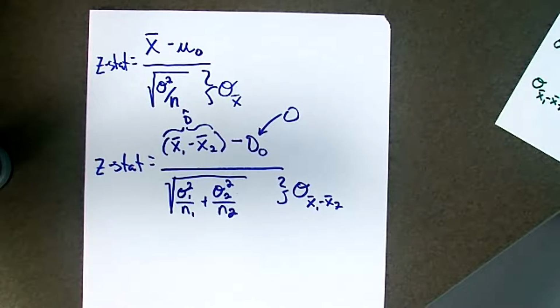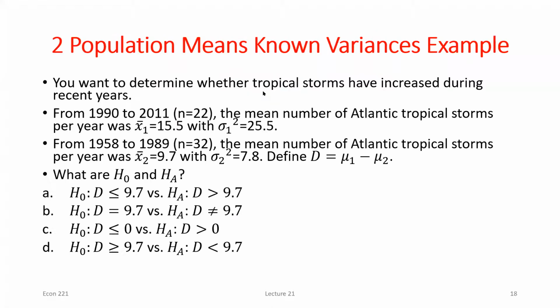Once we have this test statistic, we use it to find the p-value, and we reject if the p-value is less than alpha. All the steps are exactly the same. So let's work through an example here.